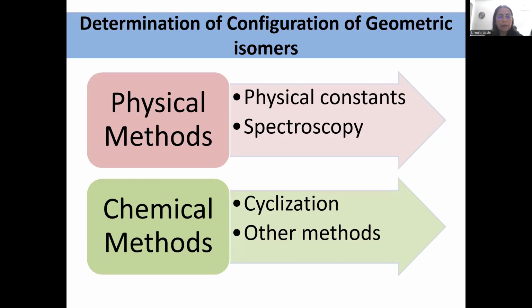The methods for determining configuration of geometric isomers are classified into two major categories. First are physical methods, and second are chemical methods. The physical methods include physical constants and spectroscopy, whereas the chemical methods include cyclization, ring opening, and other methods. So let us try to understand each.